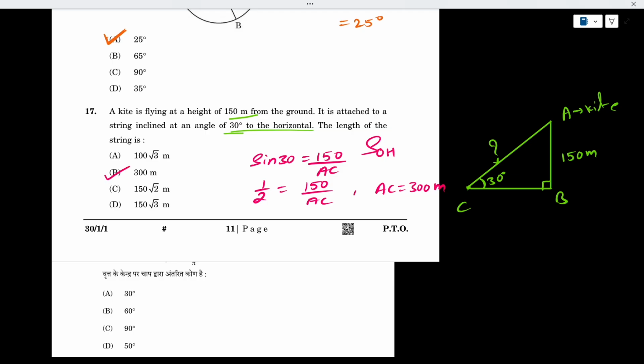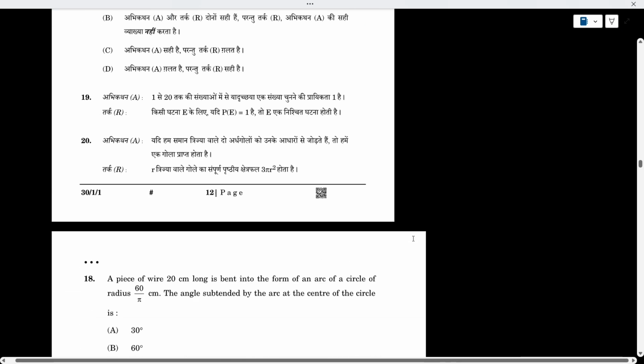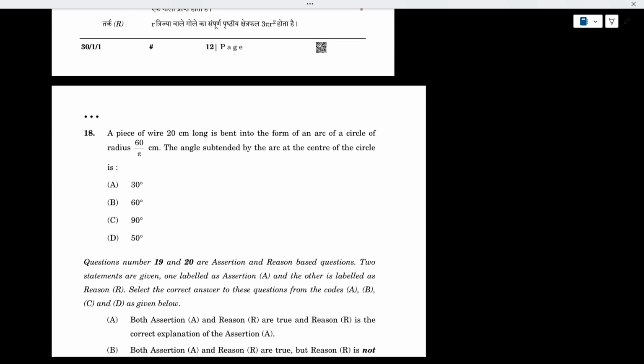So what is the option here? Option number B is the right option. Correct. Next one here, question number 17 is done. Let us take question number 18 here.